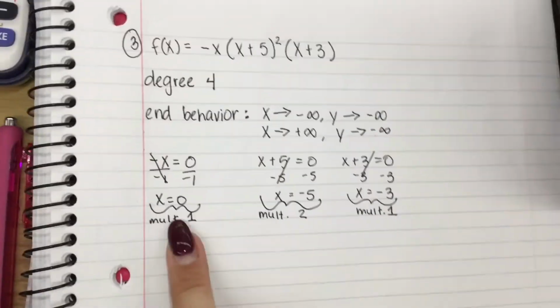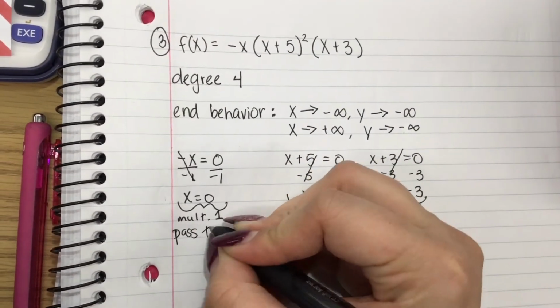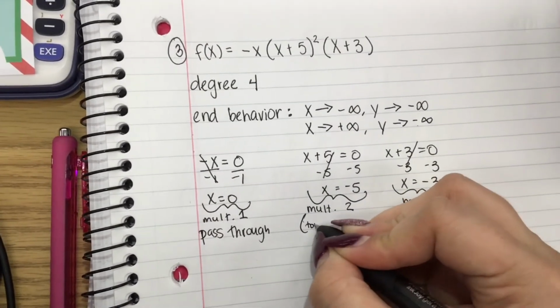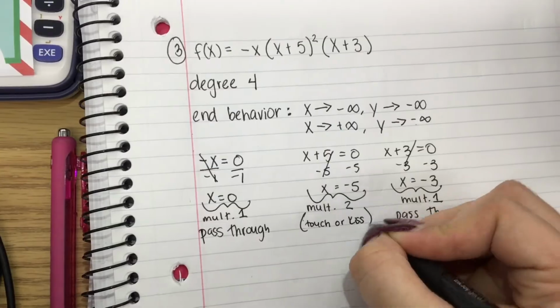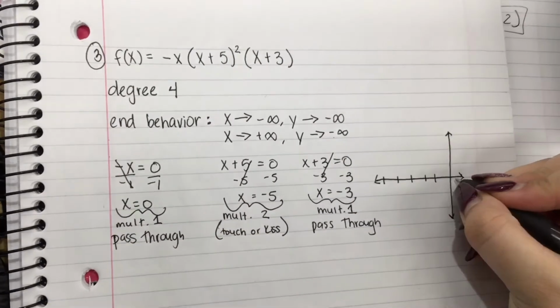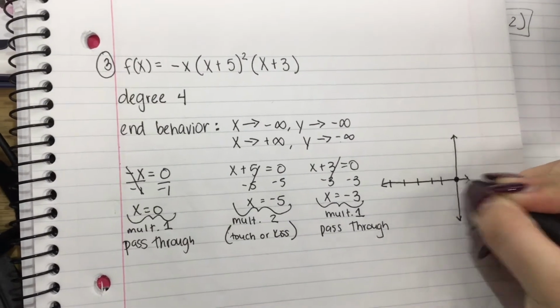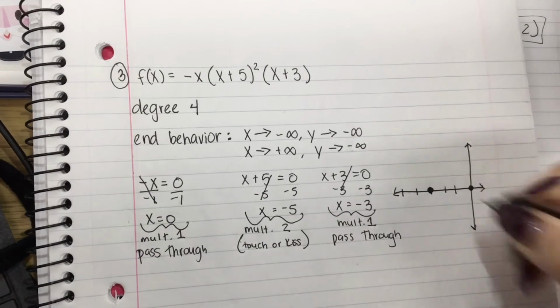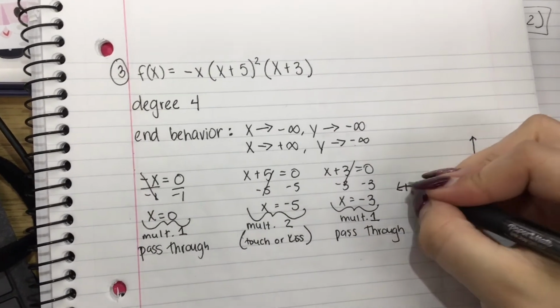So remember that an odd multiplicity tells me that the graph passes through the x-axis, and an even multiplicity tells me that the graph touches or just kisses the x-axis. So now we're going to look at this graph, and I'm going to plot each one of those x-intercepts on here. So x equals 0, x equals -3, and then x equals -5.